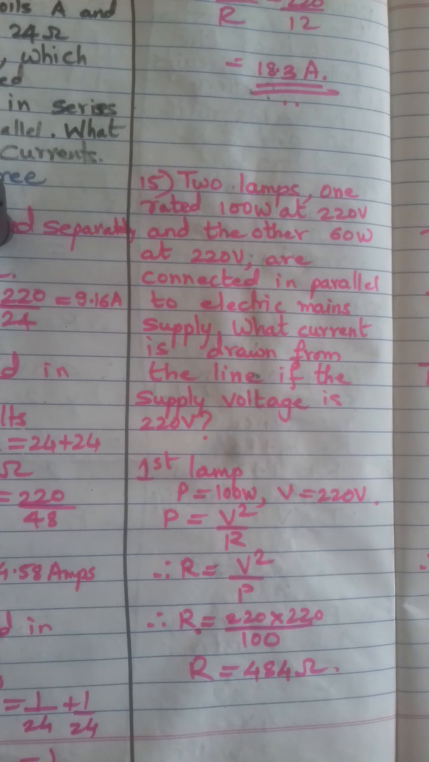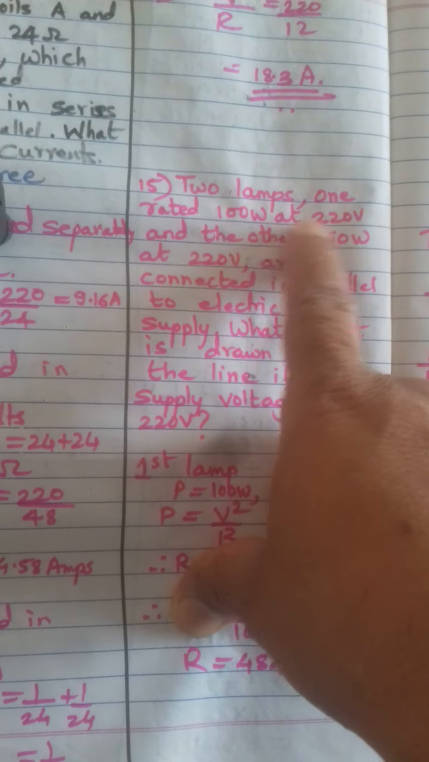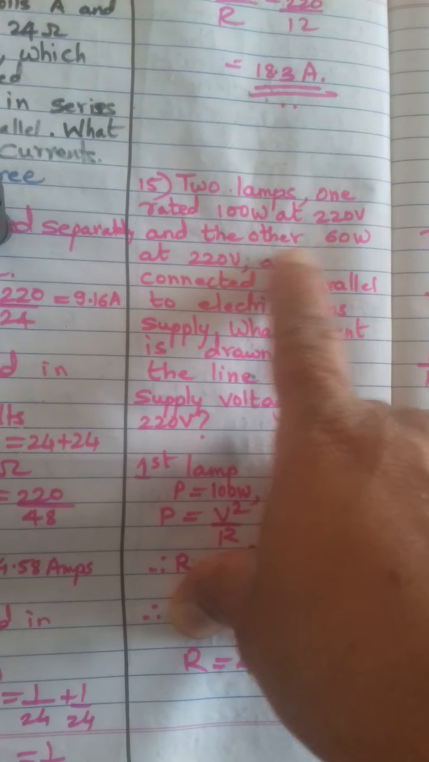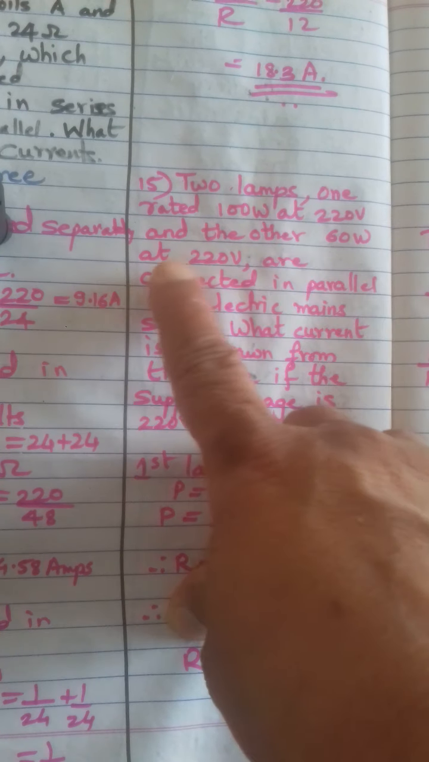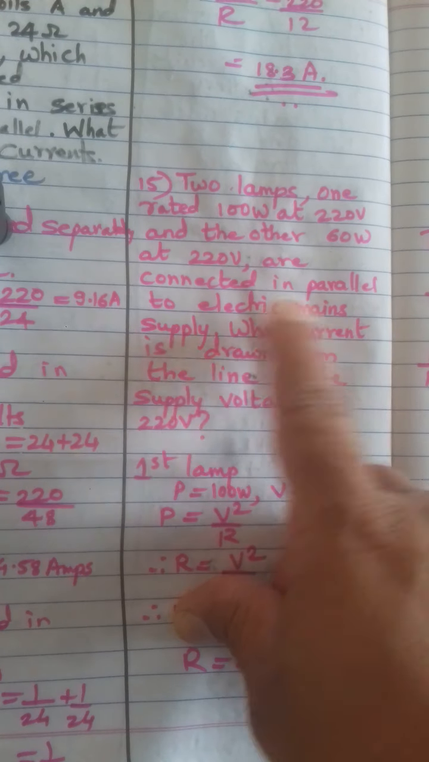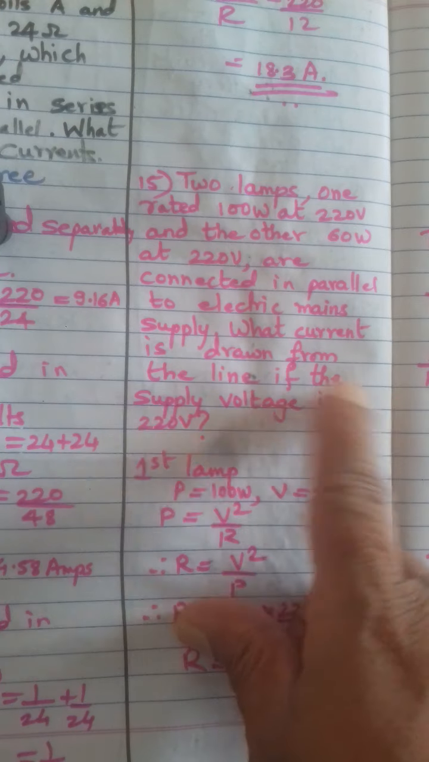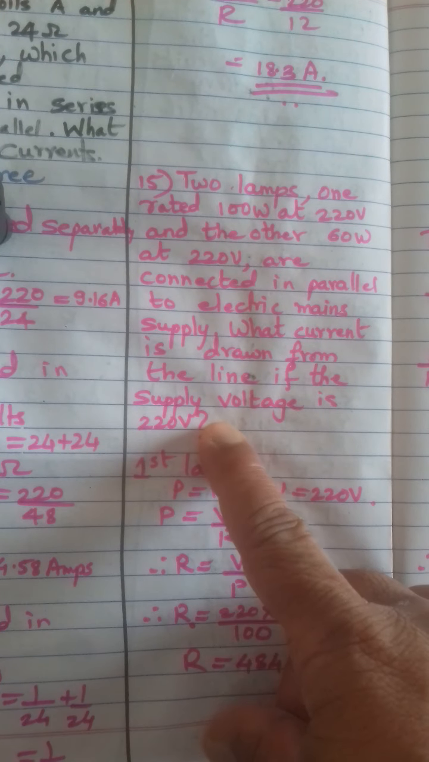So let us continue solving the 15th question. I will read the question. Two lamps, one rated 100 watts at 220 volts and the other 60 watts at 220 volts, are connected in parallel to electric main supply. What current is drawn from the line if the supply voltage is 220 volts?